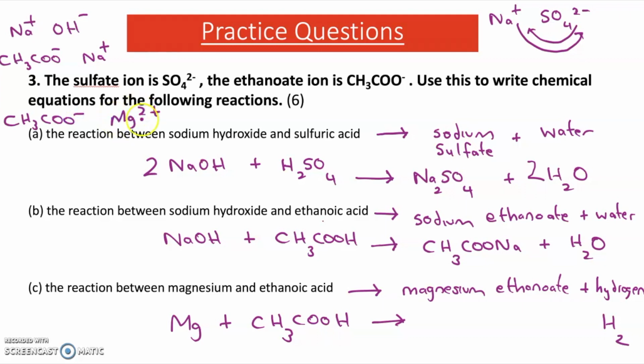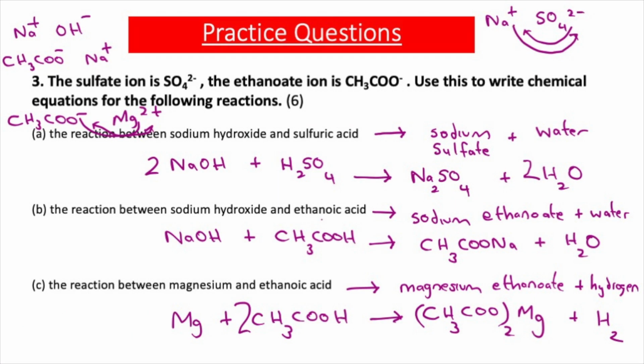And to work out the formula of magnesium ethanoate, I need to find out how many ethanoate ions I need to cancel one of the magnesium ions. 2. So therefore the formula is (CH3COO)2Mg. Now to balance the equation, we just need to put a 2 in front of the ethanoic acid. So the equation will be Mg plus 2CH3COOH forms (CH3COO)2Mg plus H2.